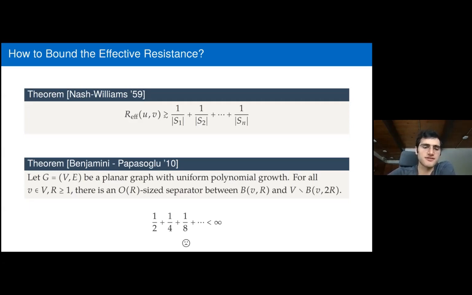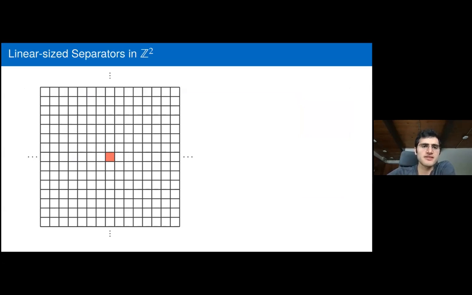And so it doesn't show you anything. So let's look more closely at these separators in the two-dimensional grid. You can see that all of these R by R grids form a separator between a ball of radius R and a ball of radius 2R. And in fact, you have R many of those separators in the two-dimensional grid.